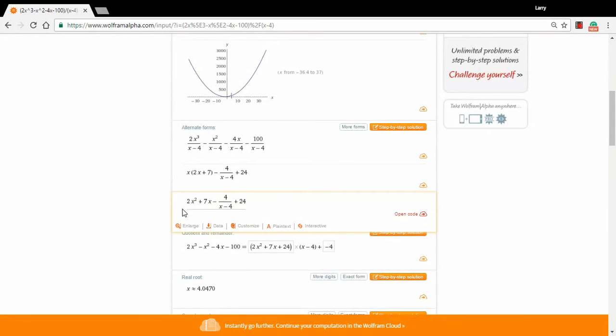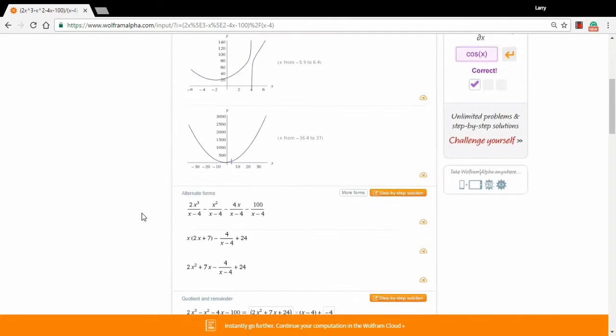So I got 2x squared plus 7x, and then it does something funny. It puts the remainder next. Because this is a term with x in it, we were putting the remainder at the end, so we would have written this as plus 24 and then minus 4 over x minus 4. But there is the answer in Wolfram Alpha. Let's try the other one that way too.